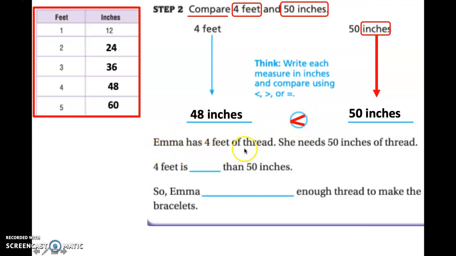Emma has 4 feet of thread. She needs 50 inches of thread. We know that 4 feet is less than 50 inches because 4 feet is 48 inches. So Emma does not have enough thread to make the bracelets. Let's continue.